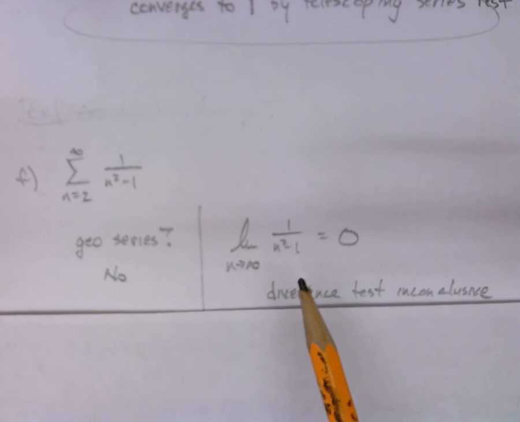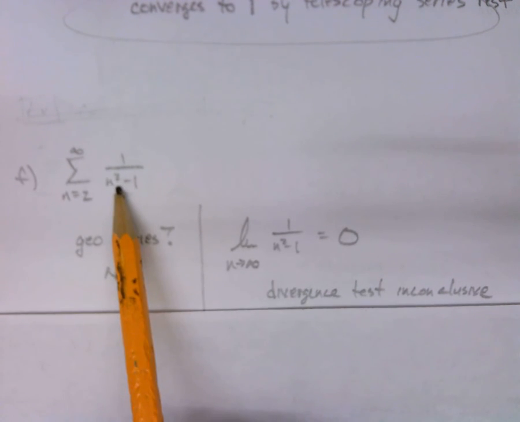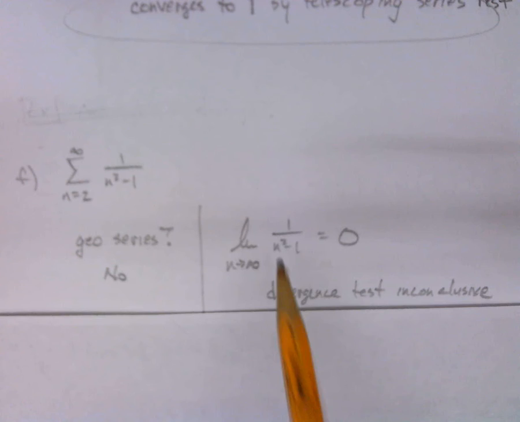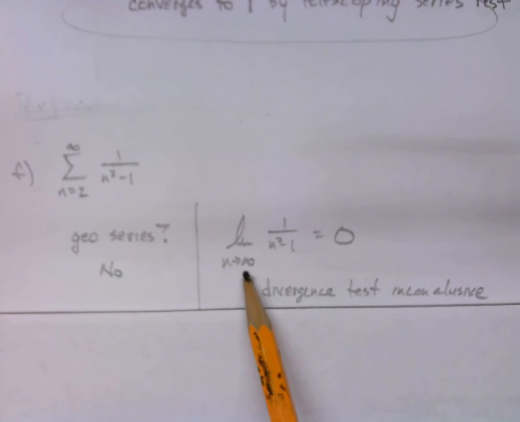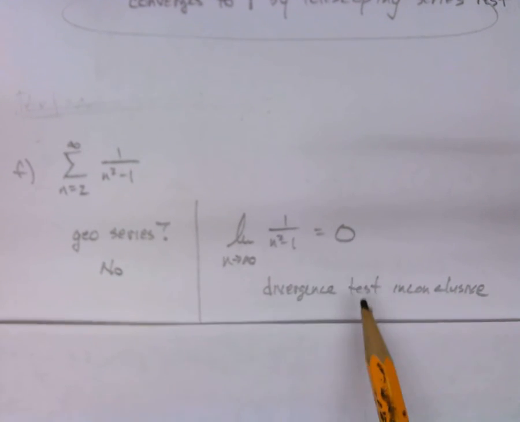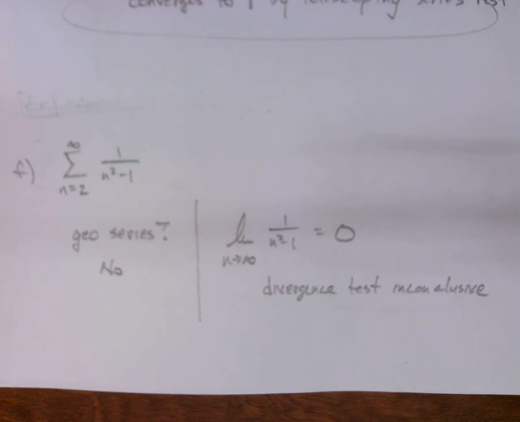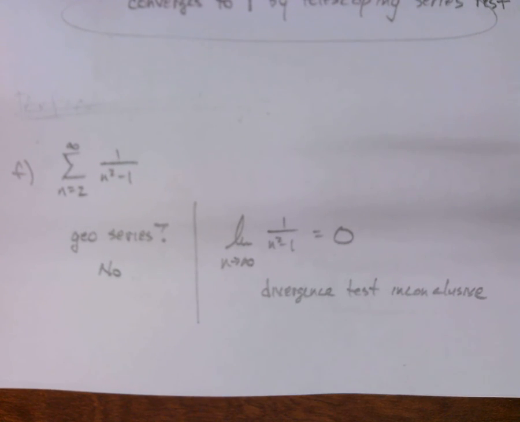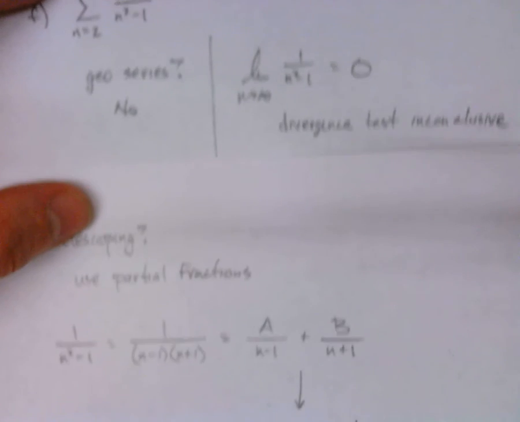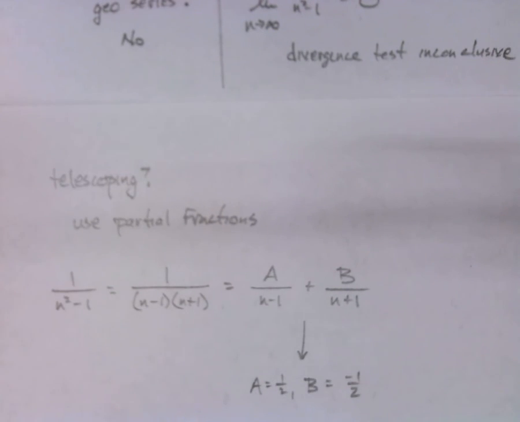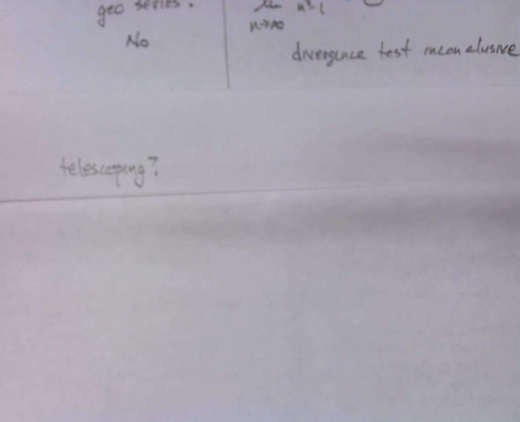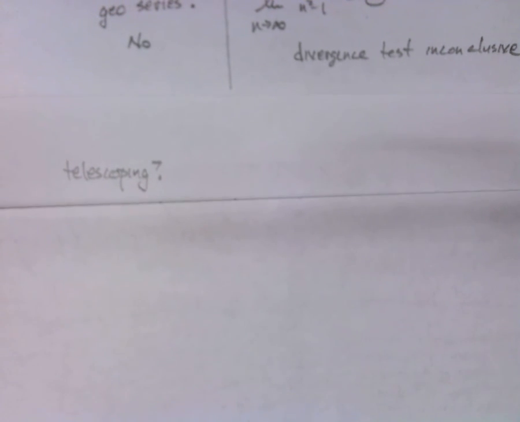Hey, maybe the divergence test. Let's take the limit of our nth term. Well, if we take that limit as n goes to infinity, we get 0, but that's no good. The divergence test is inconclusive. So we tried the geometric series, we tried the divergence test, and neither of those are going to do it. Luckily, we've got another option at this point. Let's try the telescoping series.